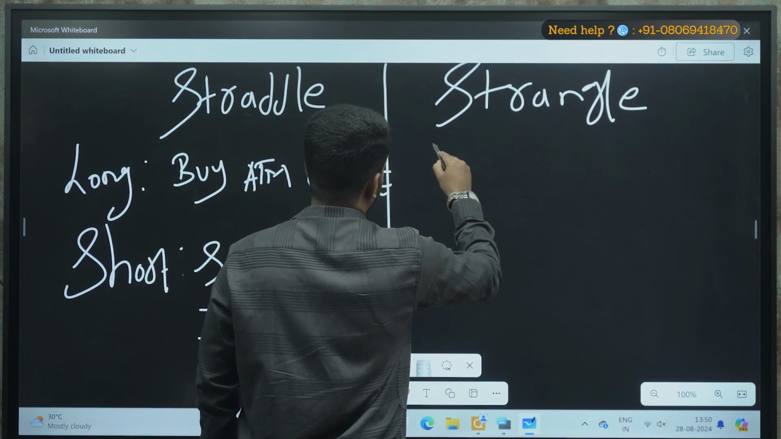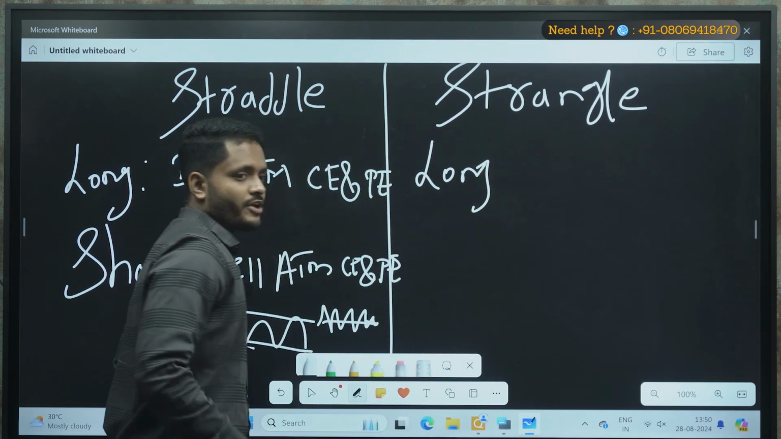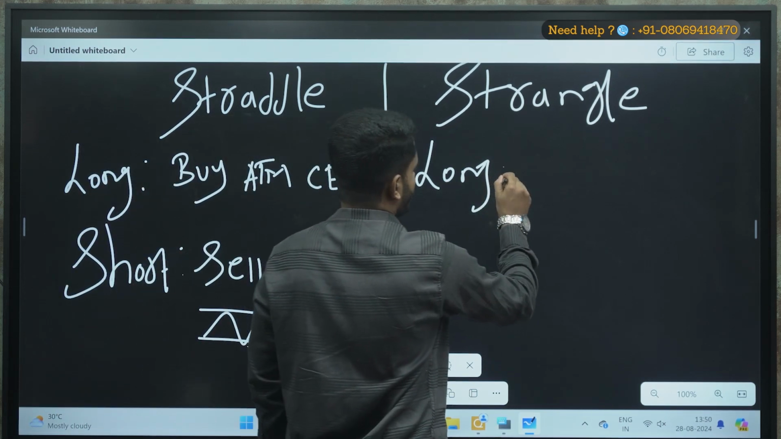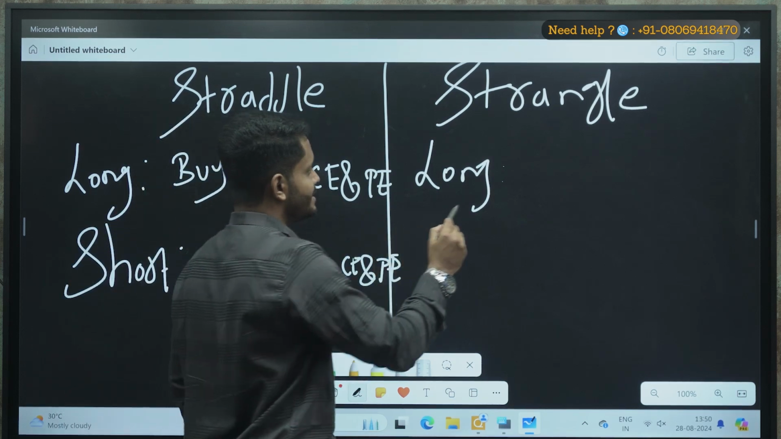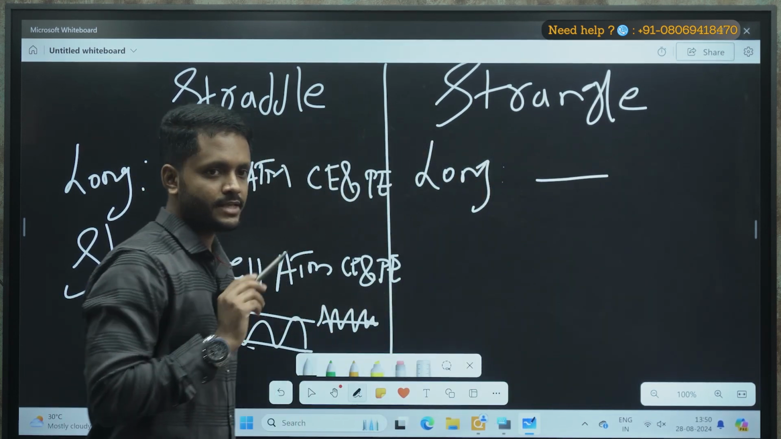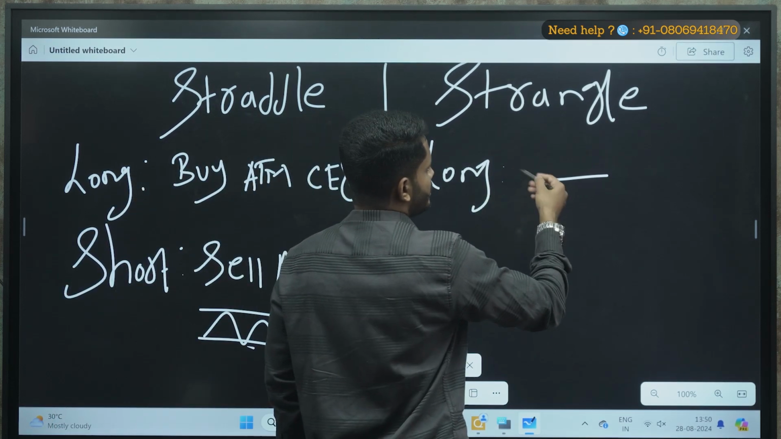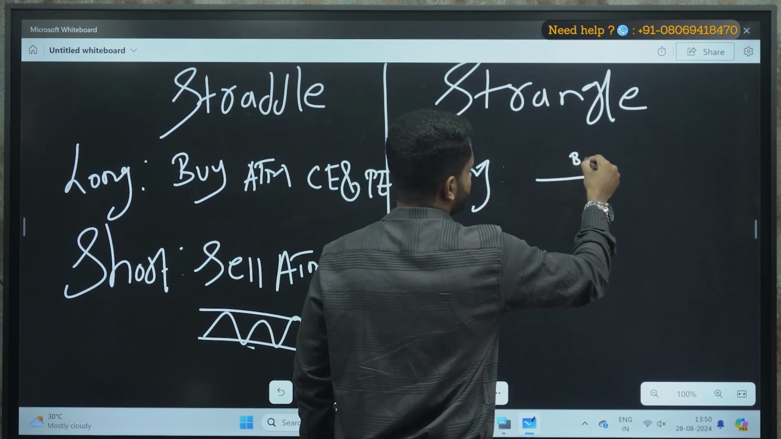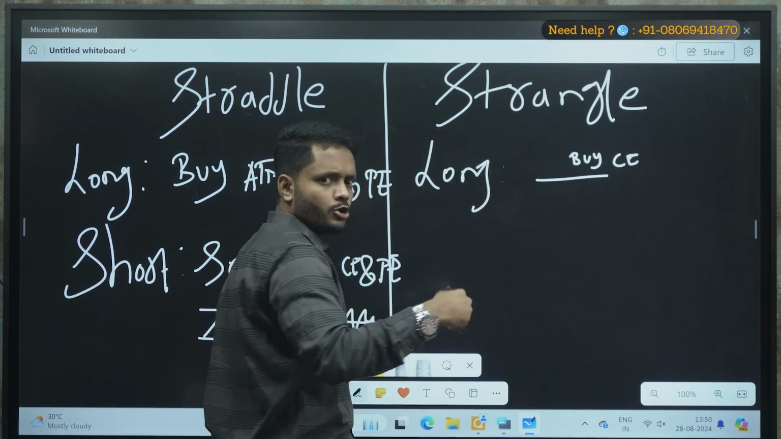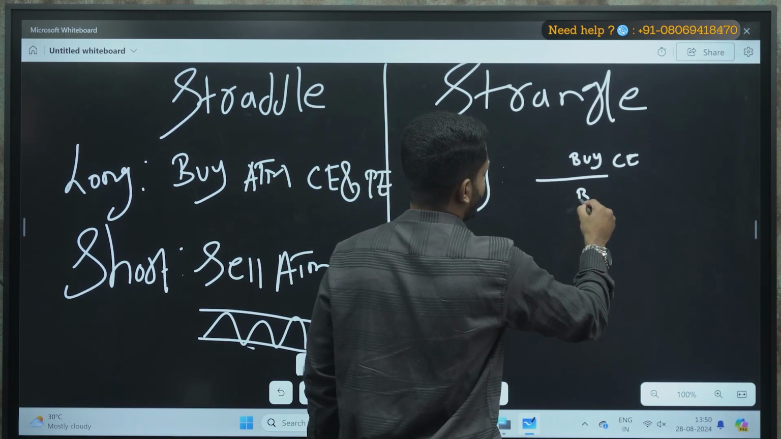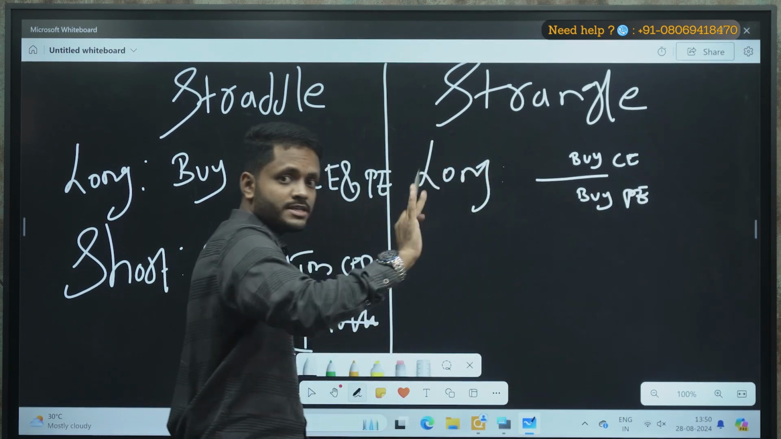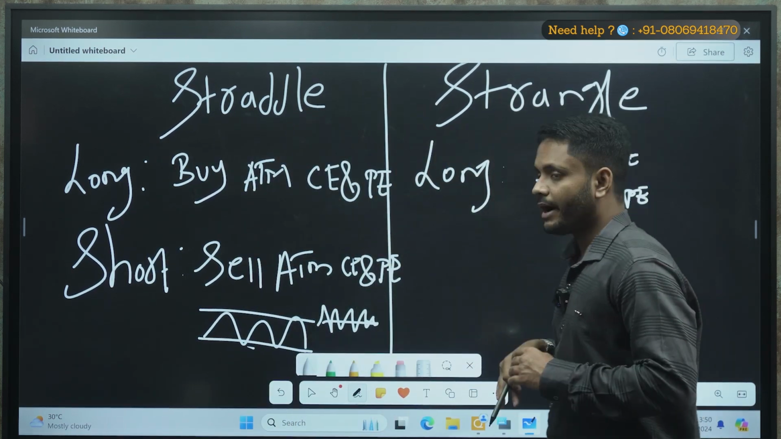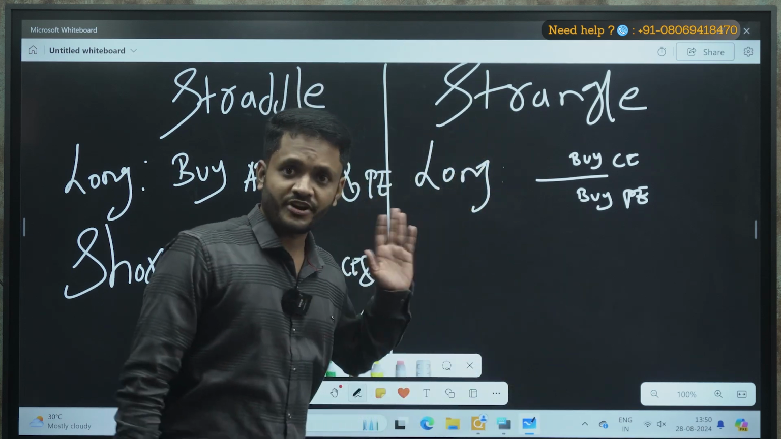Okay, now let's talk about strangle. So in strangle also there is long strangle and short strangle. In long strangle, usually what we do is, say for example, this is the ATM price. Now what I will do is, say, one strike above or two strikes above or whatever, I will go and buy a call, and one or two strikes below, at equidistance, I will go and buy a put. Here the strike is not the same. One strike OTM for call, one strike OTM for put. I will buy a call and a put. That is called a long strangle, you can say.